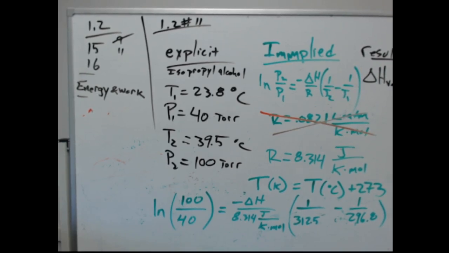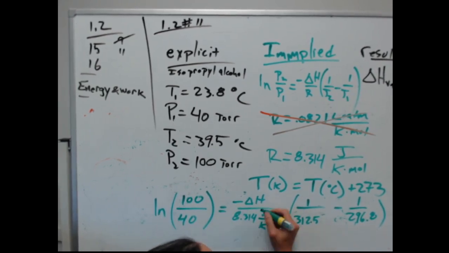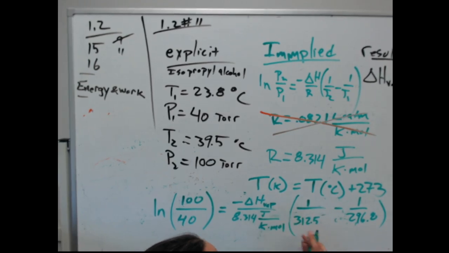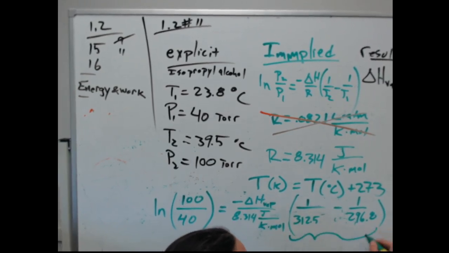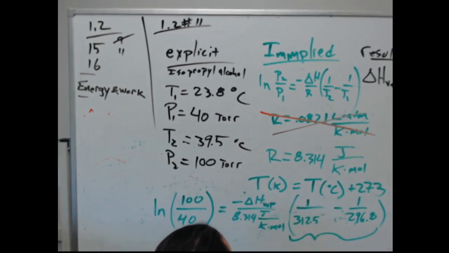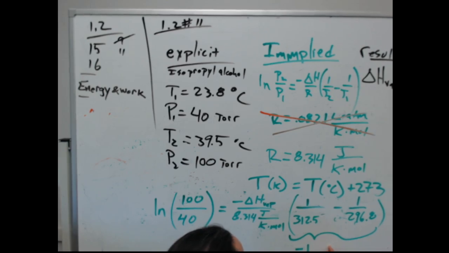So I'm going to go ahead and do 312.5 inverse minus 296.8 inverse. This is going to give me, oh yeah, that makes sense. Okay. This is vaporization. This parenthesis, assuming I did the calculation correctly, I'm going to go ahead and put it into scientific, negative 1.692 times 10 to the minus 4.